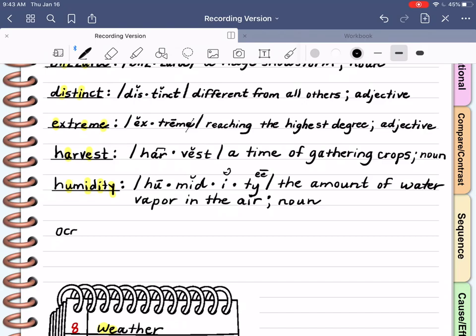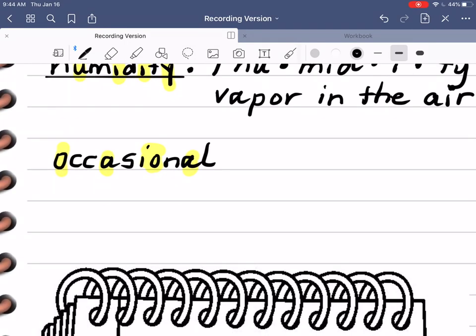Occasional. Right, we have O, A. Here's a double vowel, and then A. Occasional. So it looks like we have 5 syllables. We have 5 vowels. But because these two are joined together, those only count as 1. So this is a 4-syllable word, occasional.